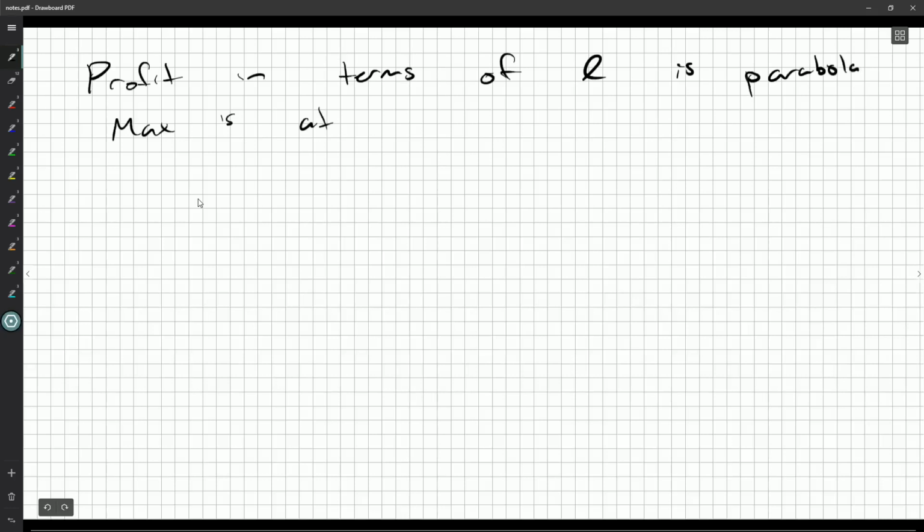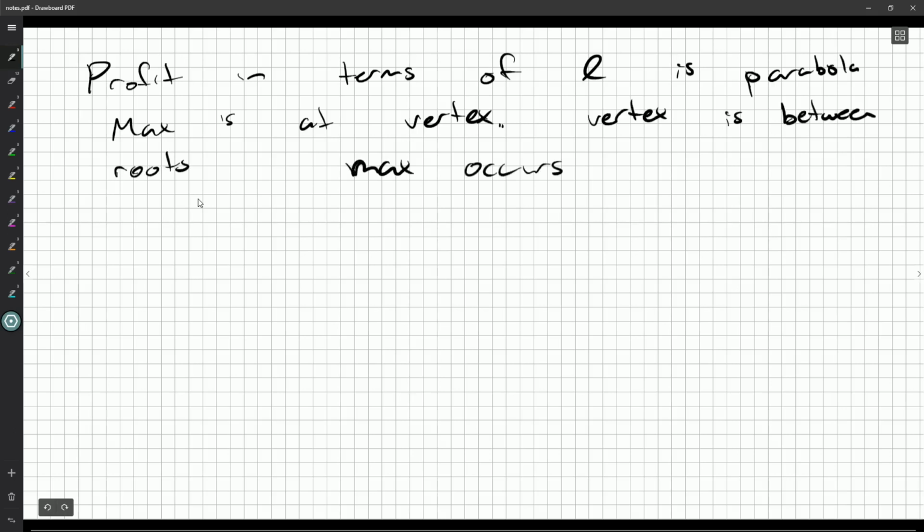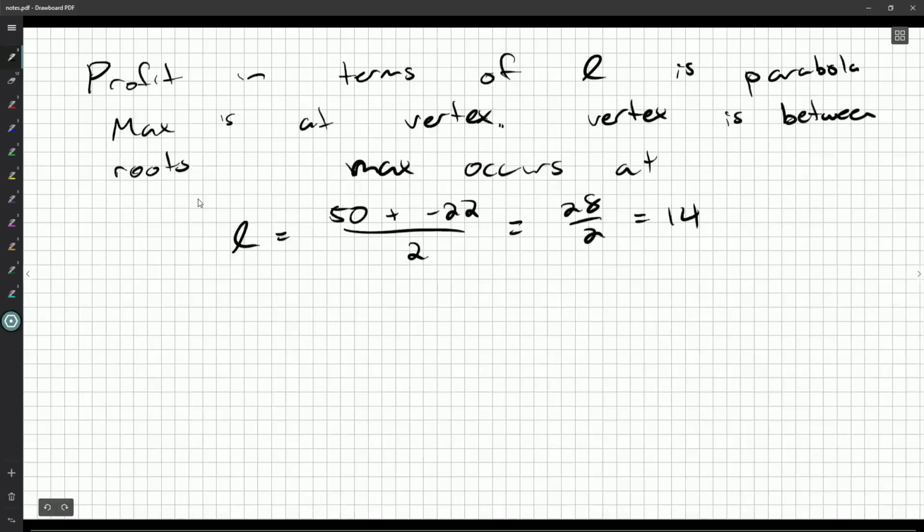The max is at the vertex. And the vertex is between, we could say halfway between the roots. So the max occurs at L equals 50 plus negative 22 divided by 2. So 50 minus 22, so that'll be 28 over 2, which is 14. So Lino will charge 14 dimes, 10 cents, more.